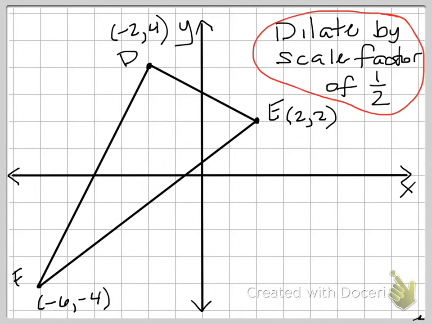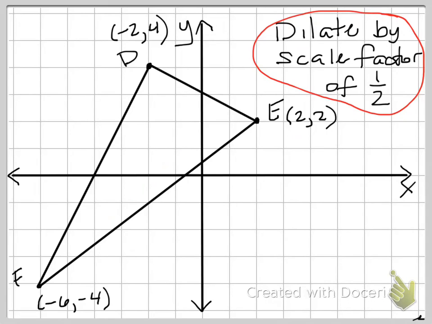This next example is a dilation by a scale factor of 1/2. That means again you have to take all the coordinates and multiply them by 1/2, or divide each one by 2. But I'm going to use the correct terminology and say we're multiplying by a scale factor of 1/2. So 2 times 1/2 for E, half of 2 is 1, 1.